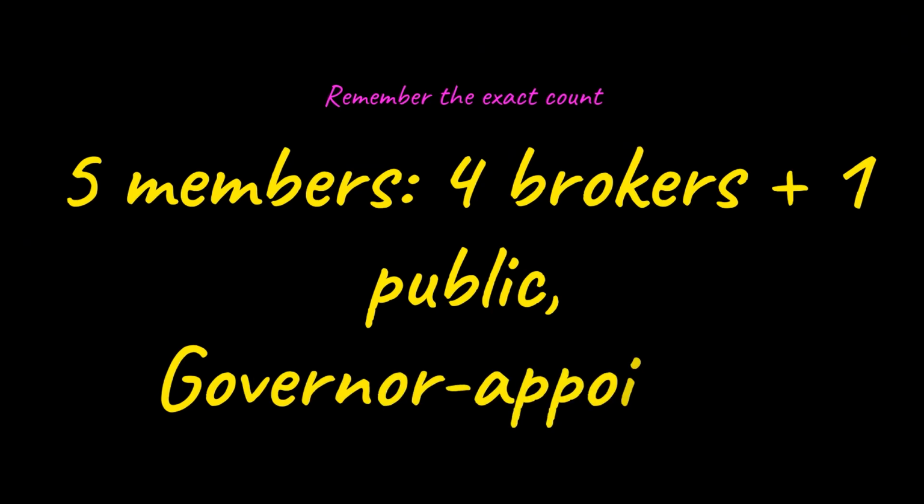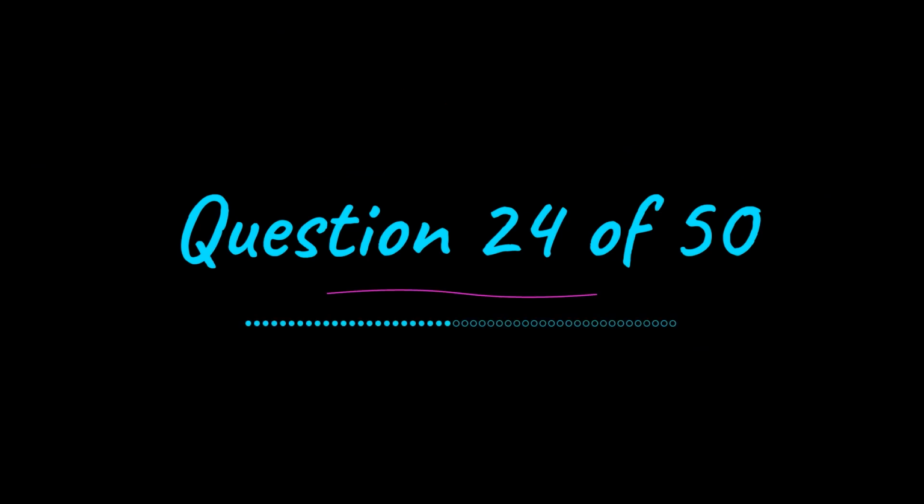When an exam question asks about commission membership, anchor on the precise figures: 5 members total, 4 experienced brokers, and 1 public member. It is not elected, not 7 members, and not appointed by the superintendent. That is the division's day-to-day administrator.